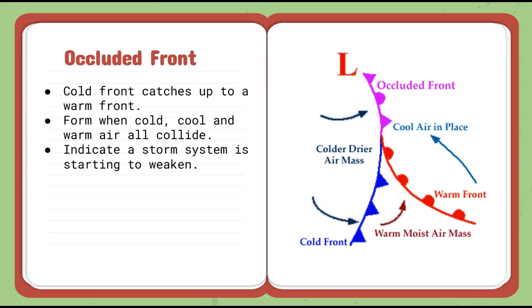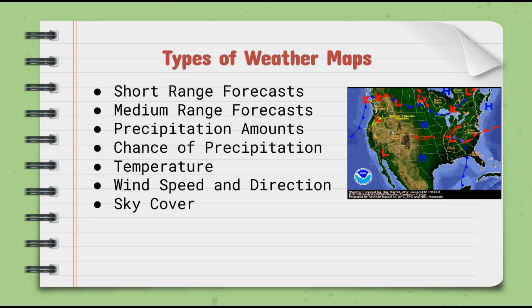And they are a symbol that a severe storm, or a storm system, is weakening and losing strength. So typically with occluded fronts, there is severe weather associated with them. Now we're going to get into the nitty-gritty.